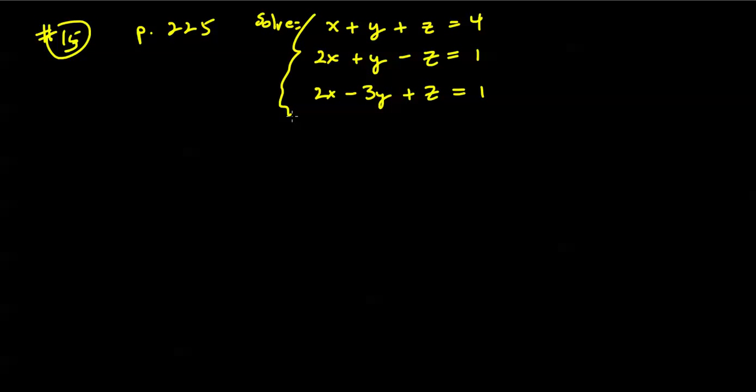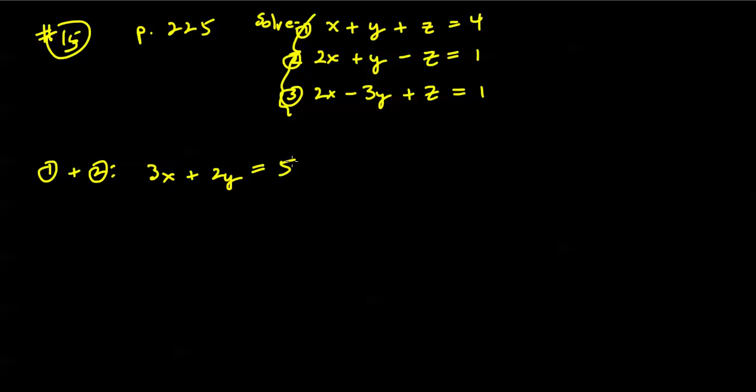Alright, first thing we should do is pick 2 equations and eliminate a variable. Well, again, let me label these equations 1, 2, and 3. I think I'm going to add equation 1 to equation 2. Why am I going to do that? Because I see the z variables will cancel out. So equation 1 plus equation 2, I end up with 3x plus 2y, the z's cancel out, and I get equals 5.